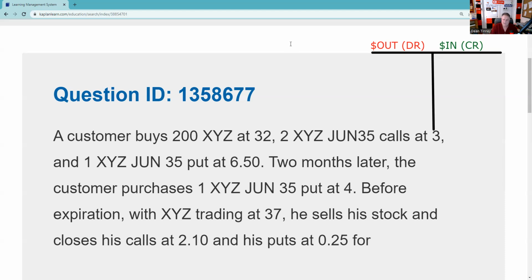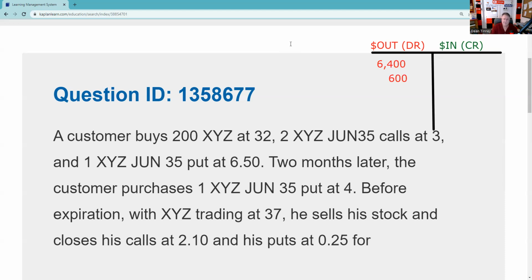So 200 shares at 32. I just get out my calculator. 200 times 32 is $6,400. So I'm going to put $6,400 there. Then we buy 2 XYG July 35 calls at 3. So again, I'm doing it in one fell swoop. Usually I would put 3, but I have these odd contracts and even stuff. So I'm going to put that in there. That's going to be 2 contracts at 3, governing 100 shares. So that's going to be 600 that I'm paying for the calls.